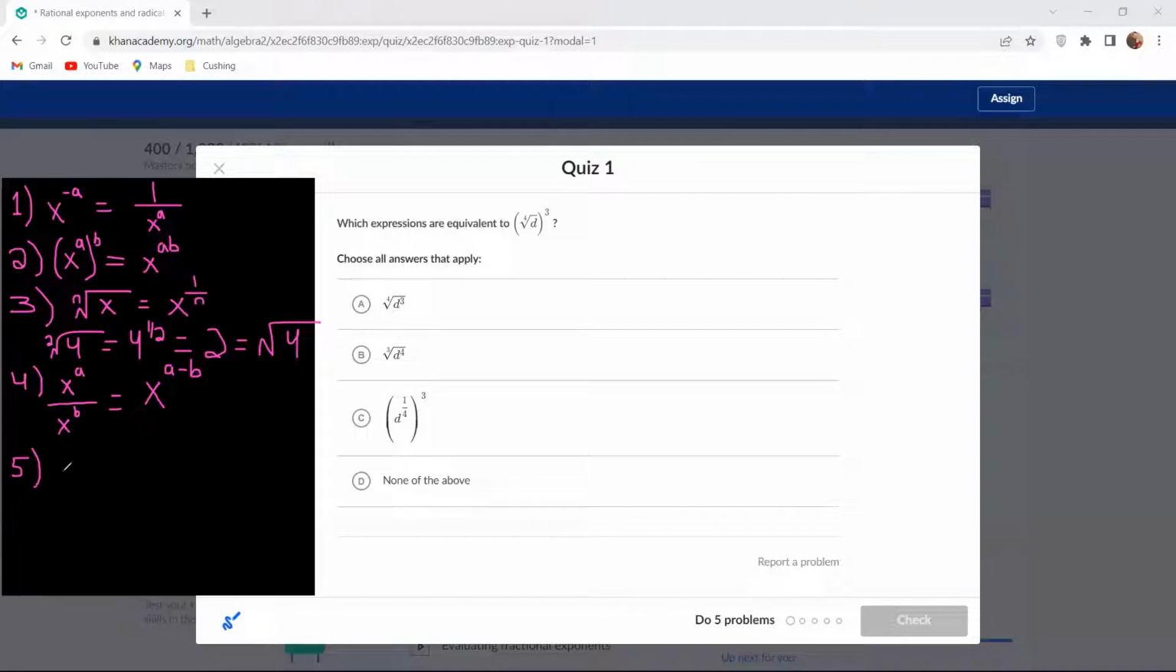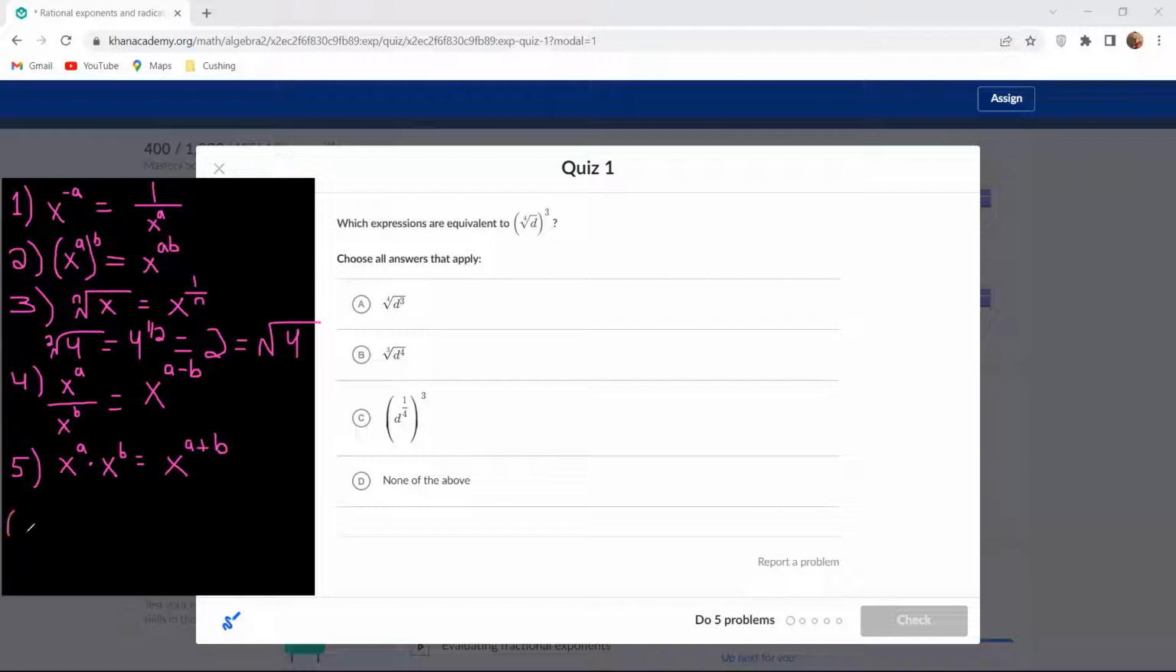Second to last rule, I know this is a lot, but instead of dividing like this, we're going to be multiplying. So if we have x to the a times x to the b, some of these rules you might already know. Compared to rule number 4, where when we divide we subtract the exponents, when you multiply, you add the exponents, a plus b.